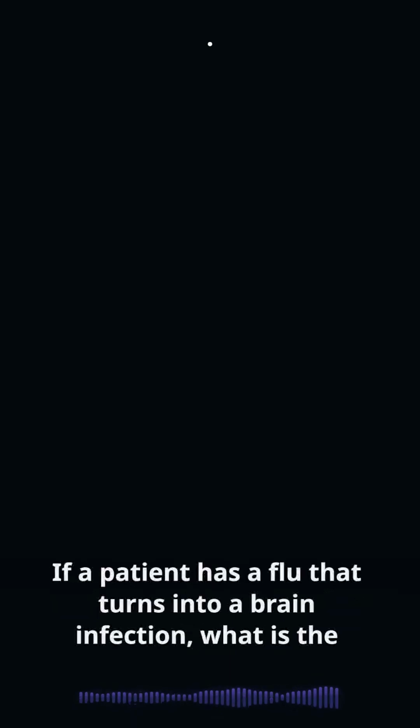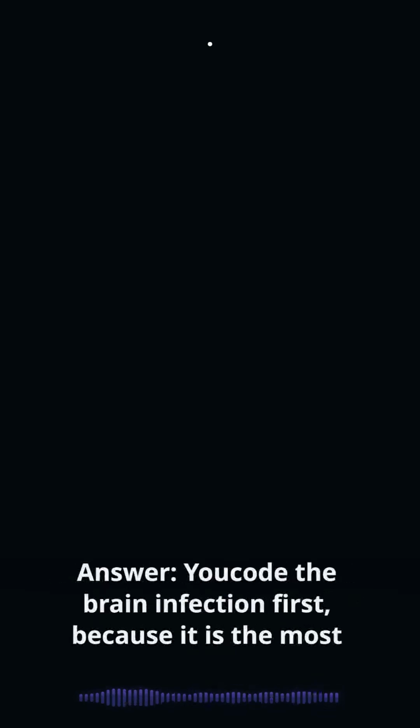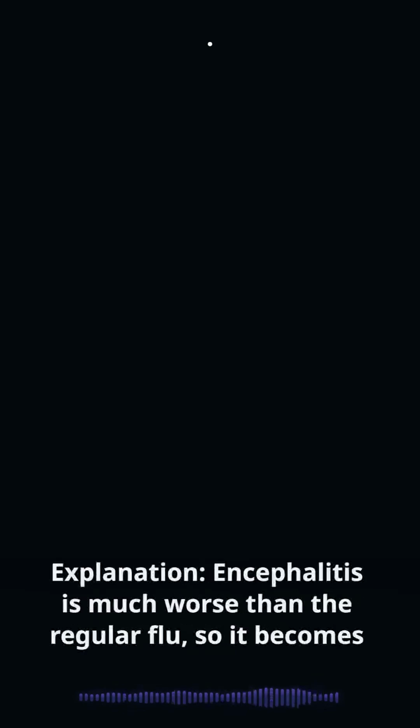107. If a patient has a flu that turns into a brain infection, what is the order? You code the brain infection first, because it is the most serious and dangerous condition now. Encephalitis is much worse than the regular flu, so it becomes the main reason for the stay.